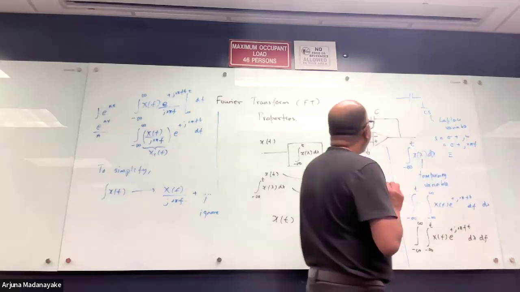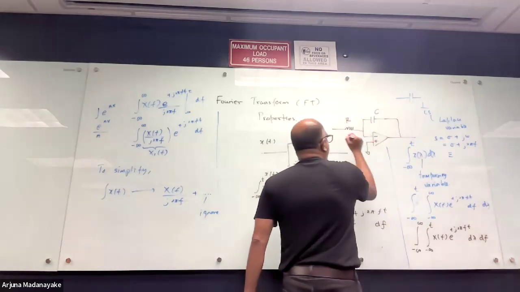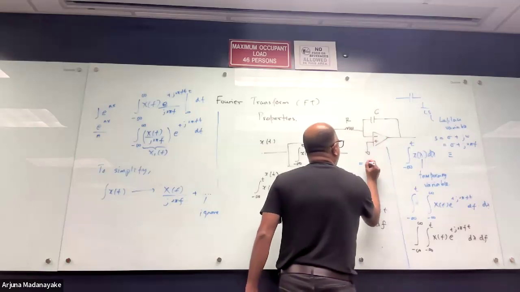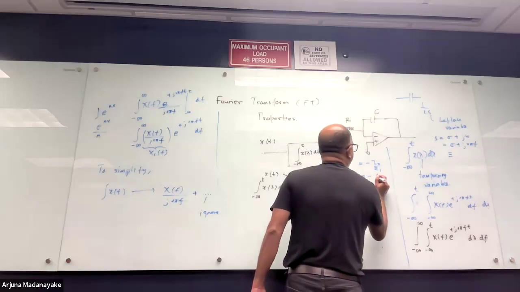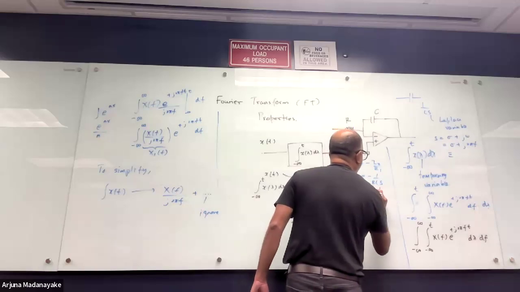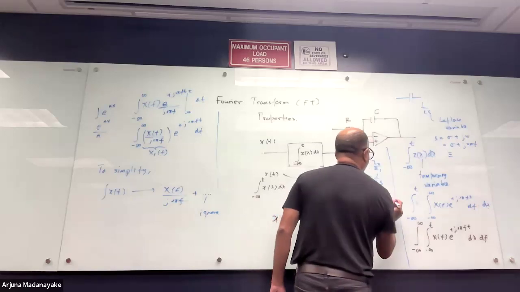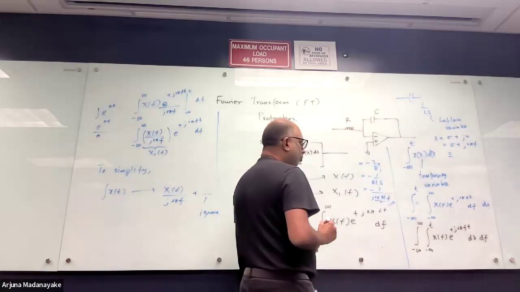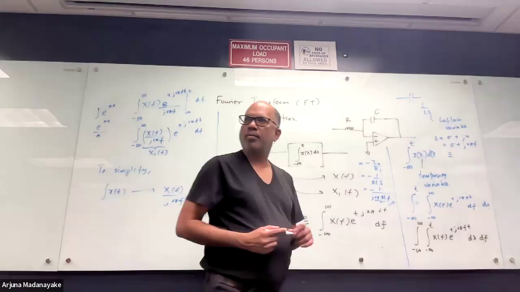One second, let me finish. So the impedance is given as 1 over Cs. So your gain of this whole thing is equal to negative Z2 over Z1, which is equal to negative 1 over RCs, which is negative 1 over j2 pi f RC. So this is a constant. You get 1 over j, some constant times f.